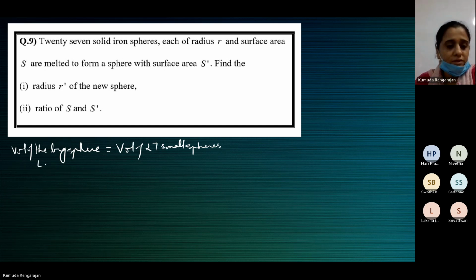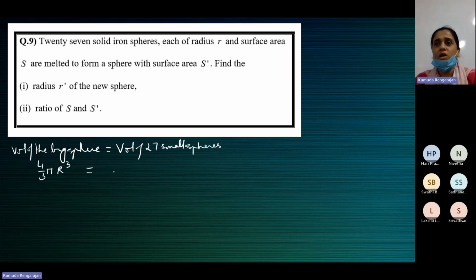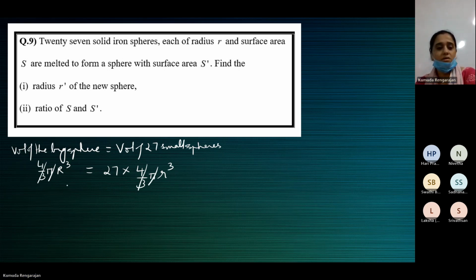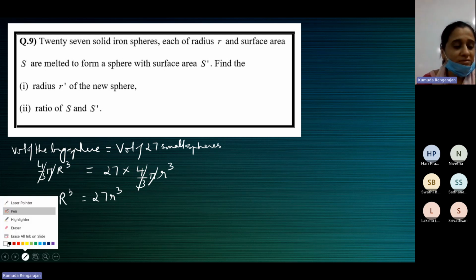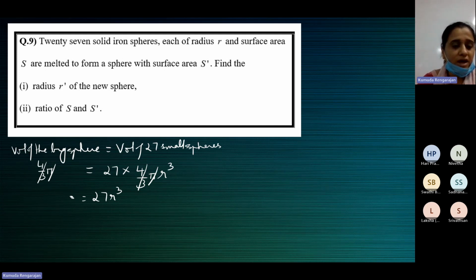4 by 3 pi capital R cube is equal to the volume of the 27 spheres, which will be 27 into 4 by 3 pi r cube. Correct? So on either side, 4 by 3 pi gets cancelled. So we get R cubed is equal to 27 r cubed. Okay, they are saying radius is R dash. Okay, I didn't notice that. Sorry, I just forgot about that. So I should write R dash here.